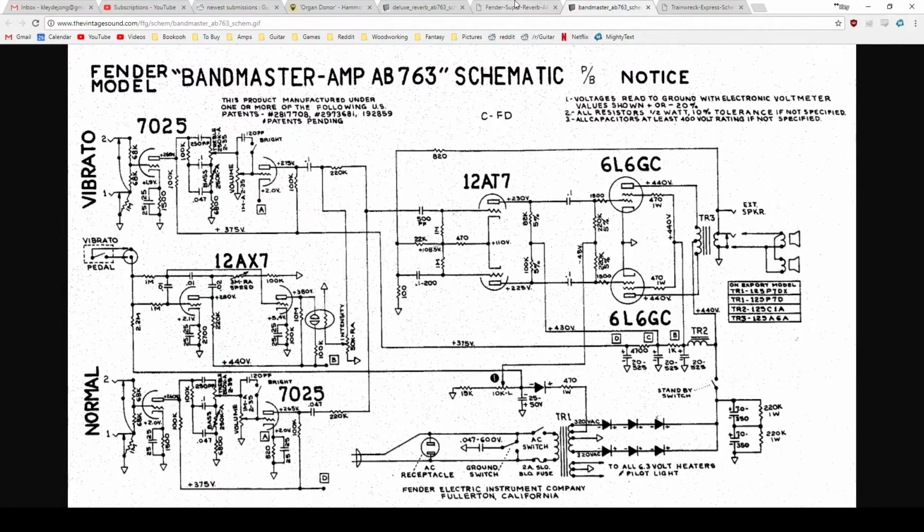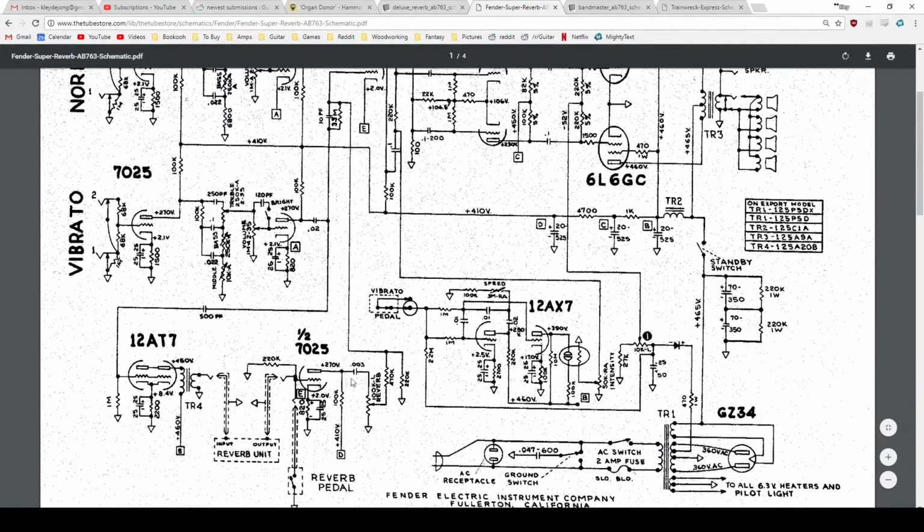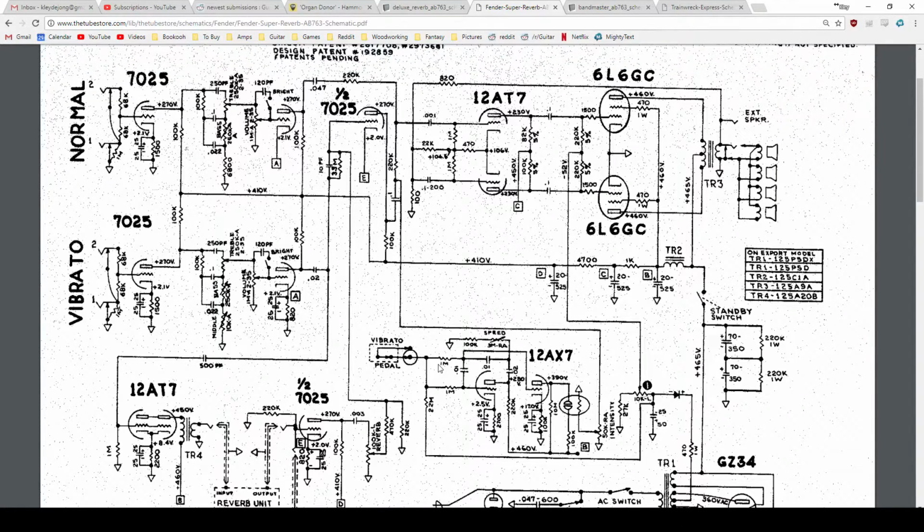But what's peculiar and difficult to replicate is the fact that the reverb will split the signal off, the tremolo will have some effect on the signal, and this 3.3 meg mixing resistor will have some attenuation of the signal. So if you're going to remove the reverb and the tremolo, the question is, how do I make up that loss? Do I still add the third triode stage?